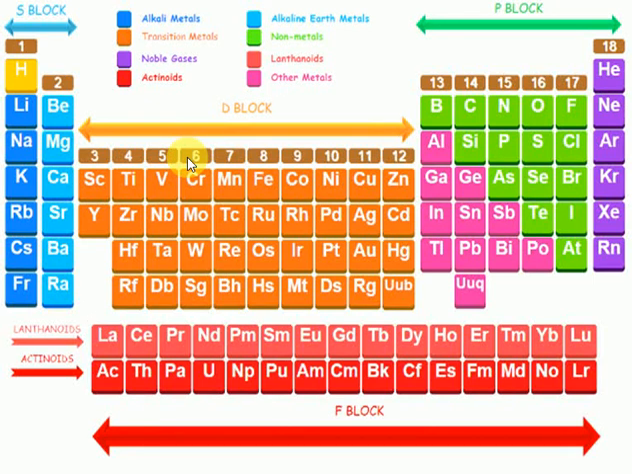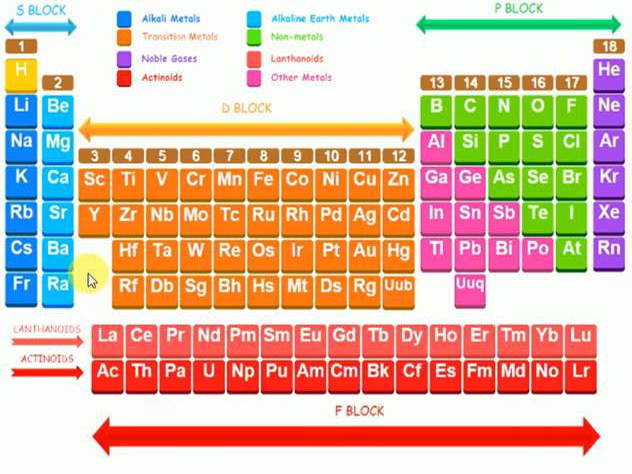Okay, students, let's discuss the F block elements only. You can see this is the periodic table. In this periodic table, the elements which appear at the bottom are considered the lanthanides and actinides. Lanthanides and actinides combined together we can call the F block elements only.